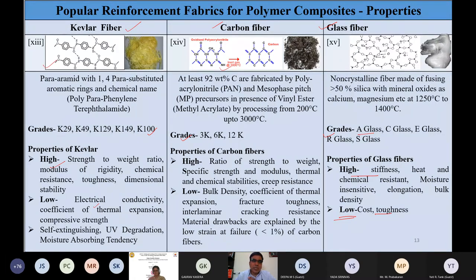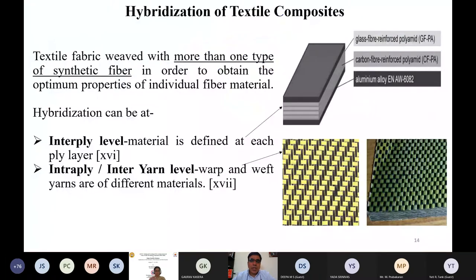All right. So this is with respect to the popular reinforcement of these particular composite materials, or composite reinforcement materials, let's call it this way. So then the third, or the last category comes at why at all we need hybridization. So hybridization of textile composite, so more than one type of synthetic fiber. We are calling them, none of them is organic, they're all synthetic fibers. But more than one type of material can be used.